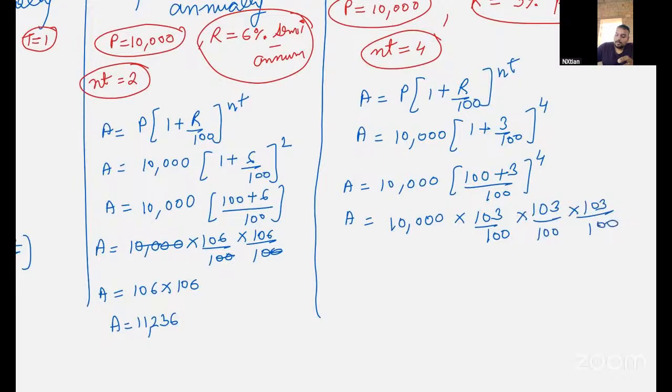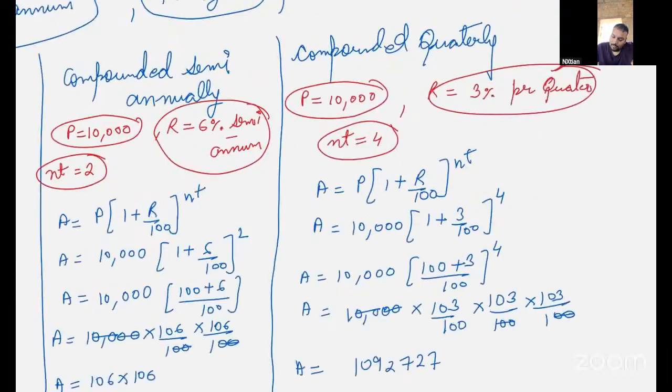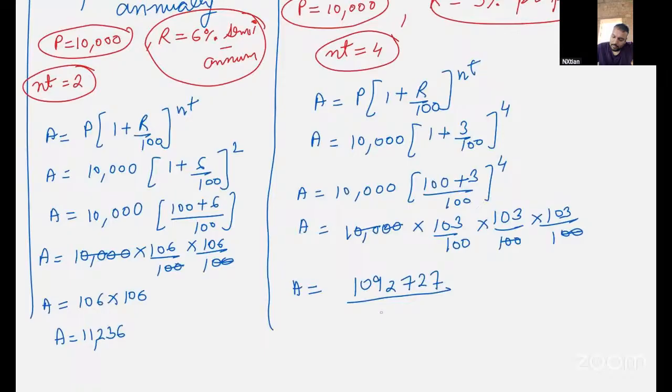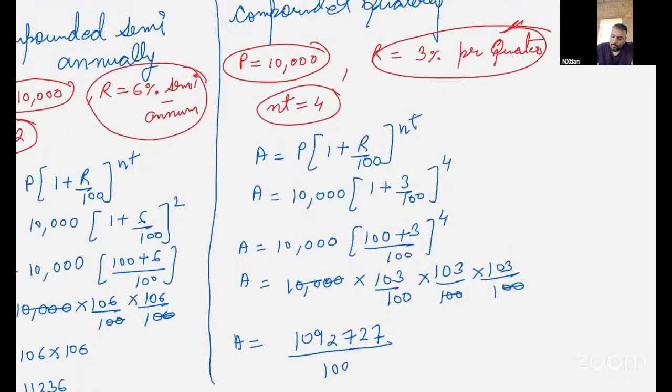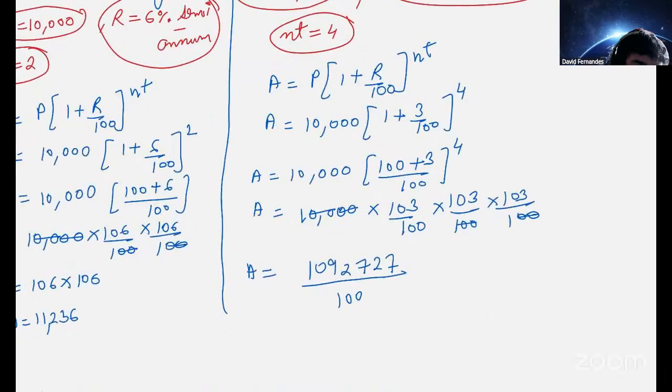This and this will cancel, and this and this will cancel. Now we multiply with vectors, 103, 103, and I will get 1092 7. Is it this one? Yes, that's raised to the power of 4. How do you do 103 into 103 into 103?